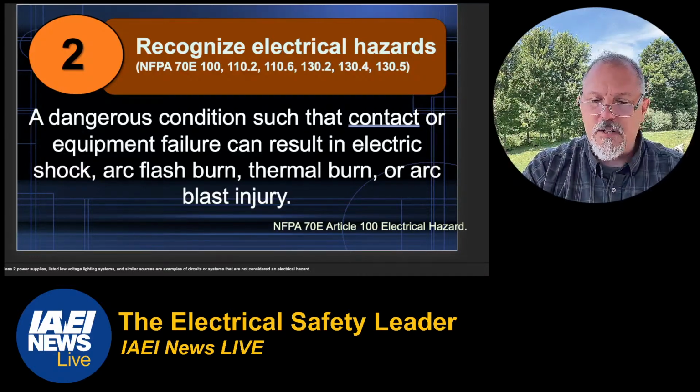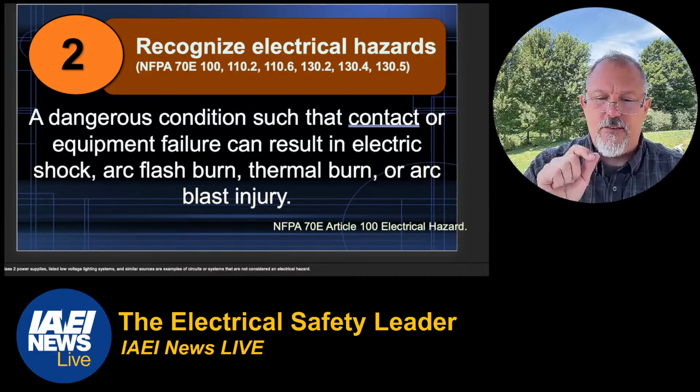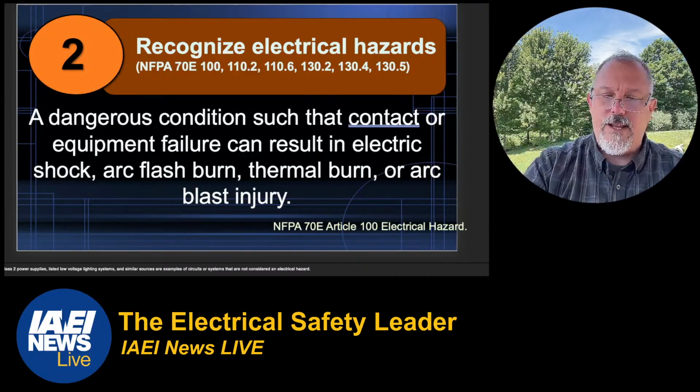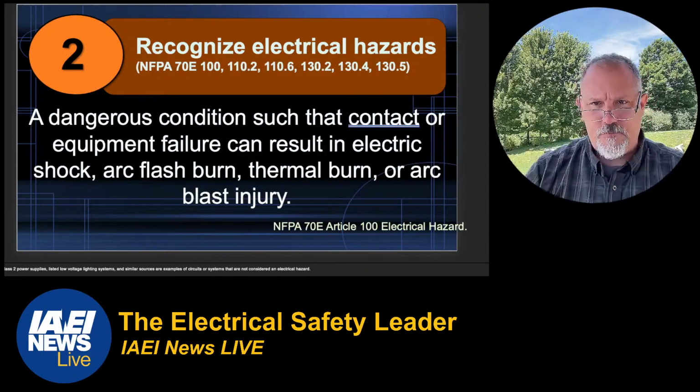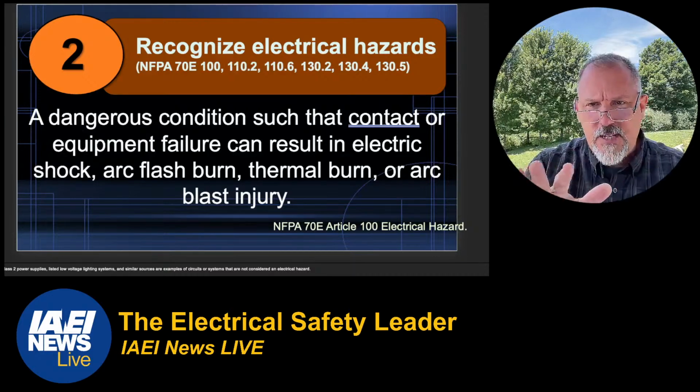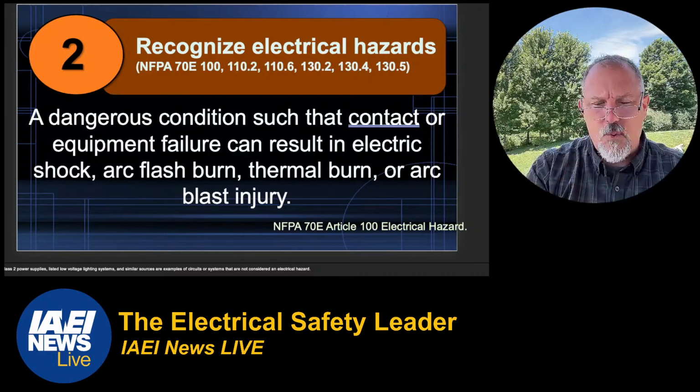Safe work practices applicable to the circuit voltage and energy levels shall be used in accordance with 110 and 130 until such time that the electrical conductors and circuit parts are in an electrically safe work condition. So all of these sections that you see here are important to help you recognize the electrical hazard.